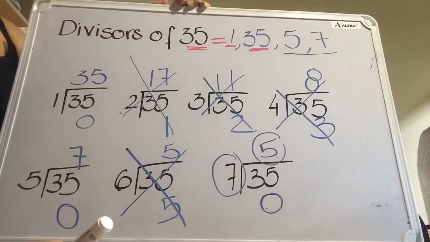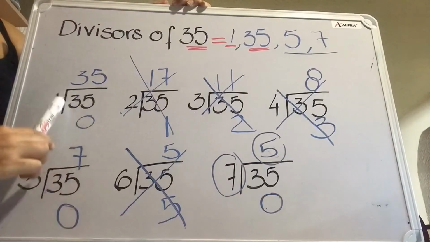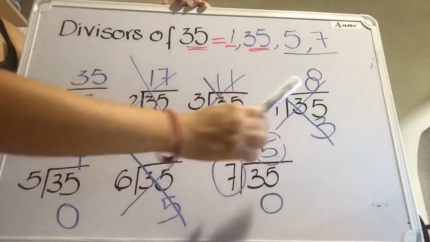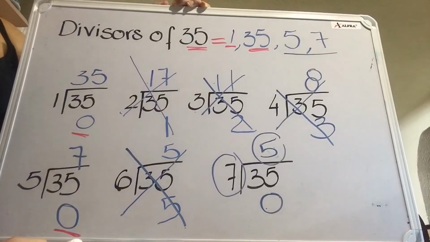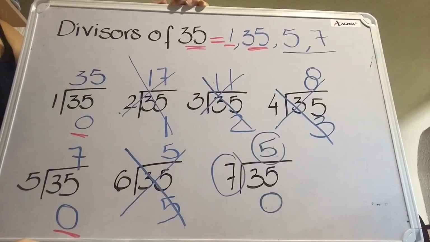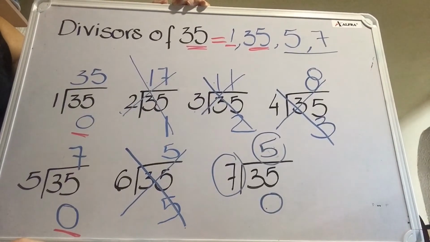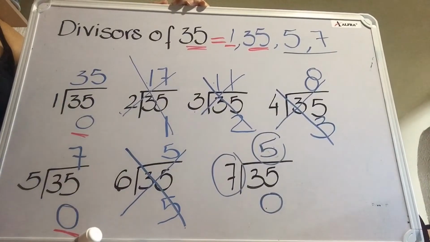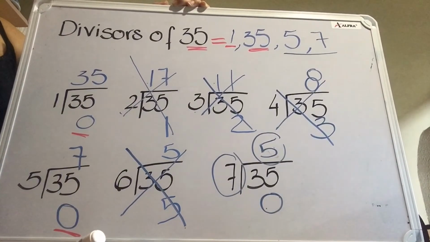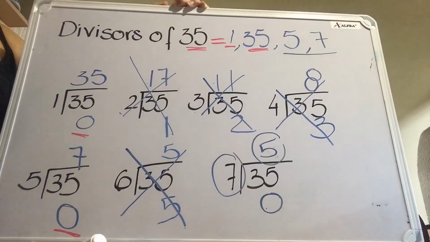To find the divisors of a number, look for all the numbers that divide it in equal parts, having 0 as a remainder. And there are some rules that will help you to know when a number is divisible by another without doing the operation. These are called divisibility rules.